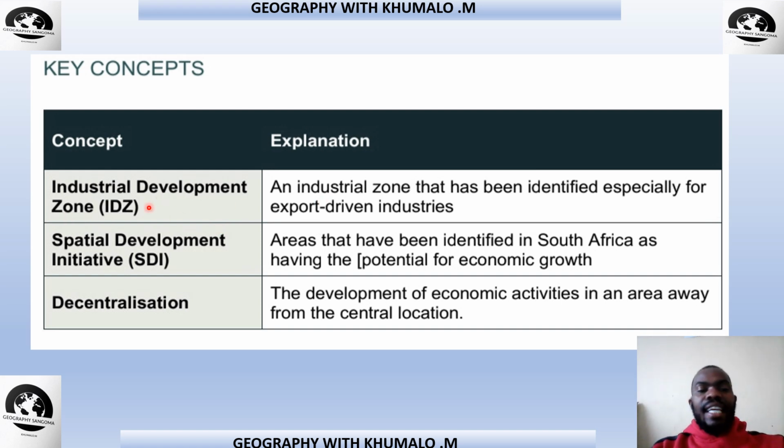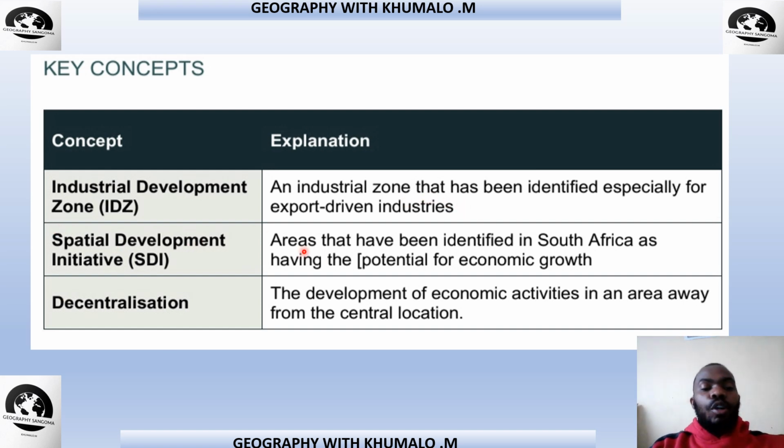What is an IDZ? An IDZ is an industrial development zone. But that is not a definition. It's just writing it in full. Now, an IDZ is an industrial zone that has been identified especially for export-driven industries. A zone is an area. It is an area where we find industries that are manufacturing and producing goods, and those industries were developed for exports so that they can manufacture and sell those products to other parts of the world.